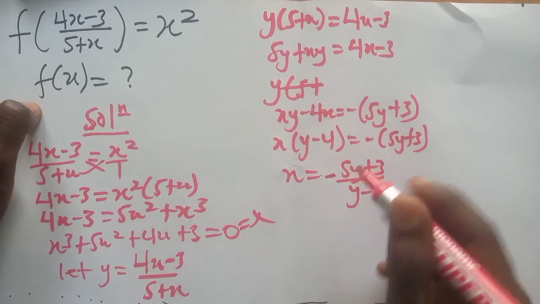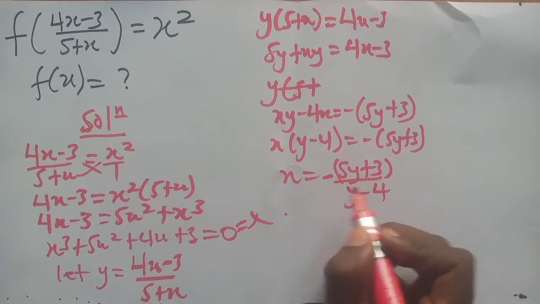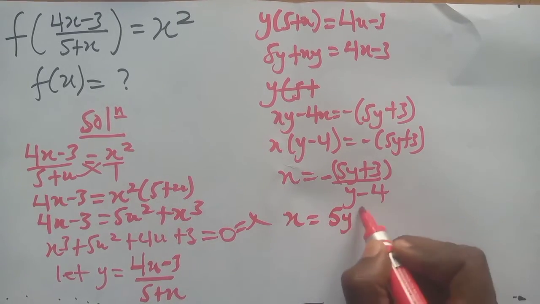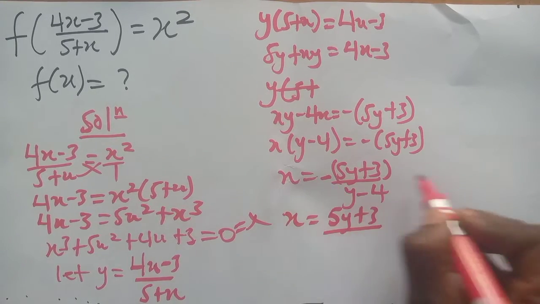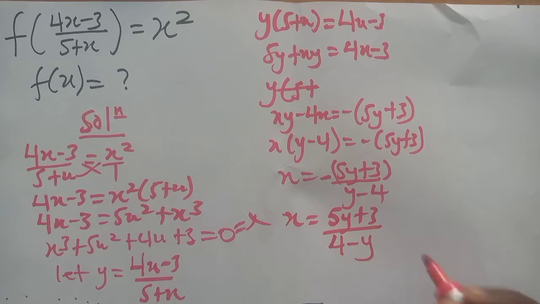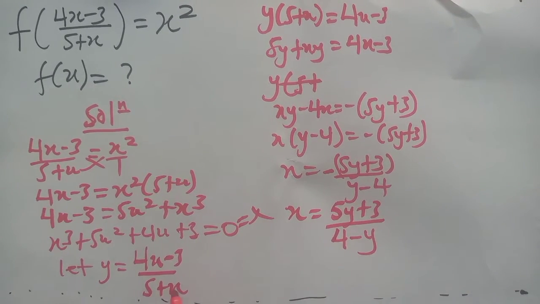Remember there is a negative here, so let's multiply through by negative so that we can have a very normal equation. I'm just multiplying negative through, so this becomes positive 4 minus y. Right now from here we have what the value of x is, and we know what the value of y is. We have the equation for x and the equation for y.